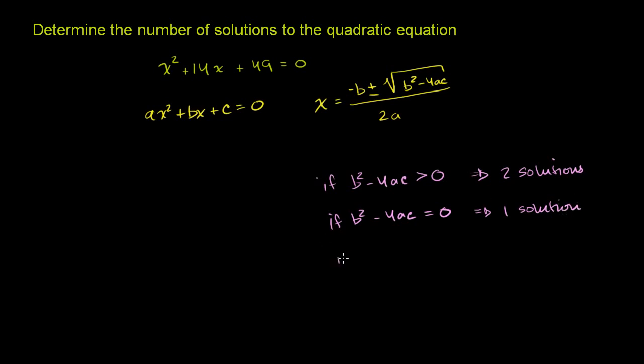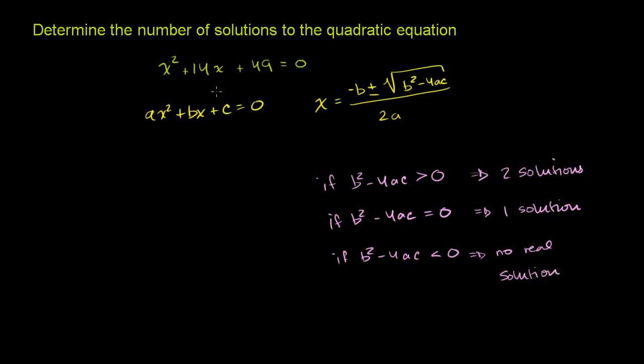And then what happens if b squared minus 4ac is less than 0? Well, this is going to be a negative number right here. And you're going to have to take the square root of a negative number. And we know that if we're dealing with real numbers, there is no real number squared that becomes a negative number. So in this situation, there is no real solution. When I say real, I literally mean a real number.